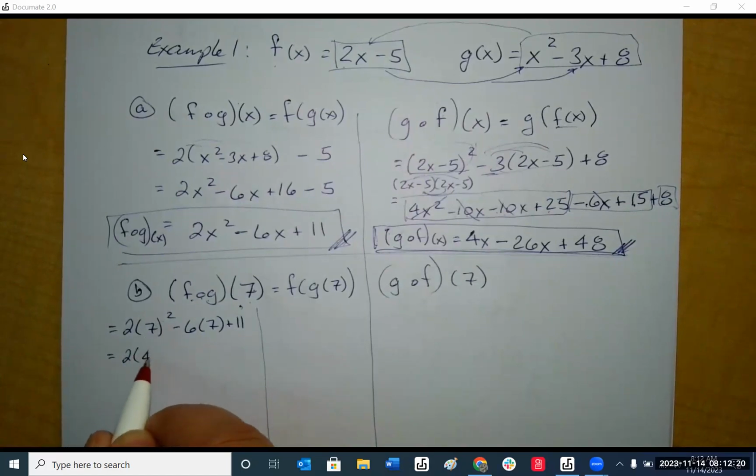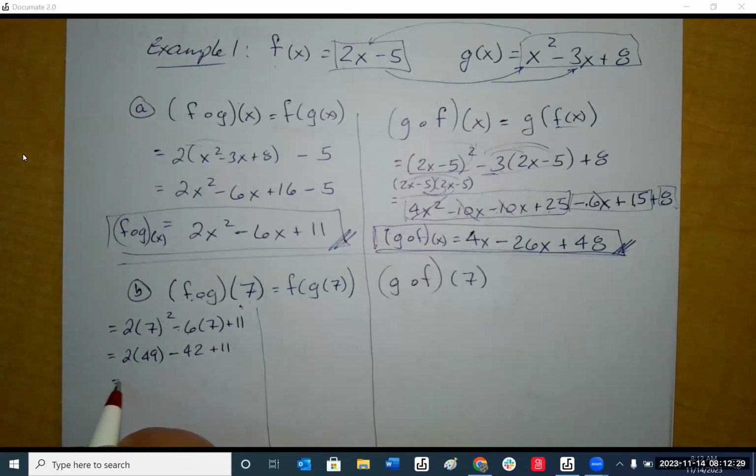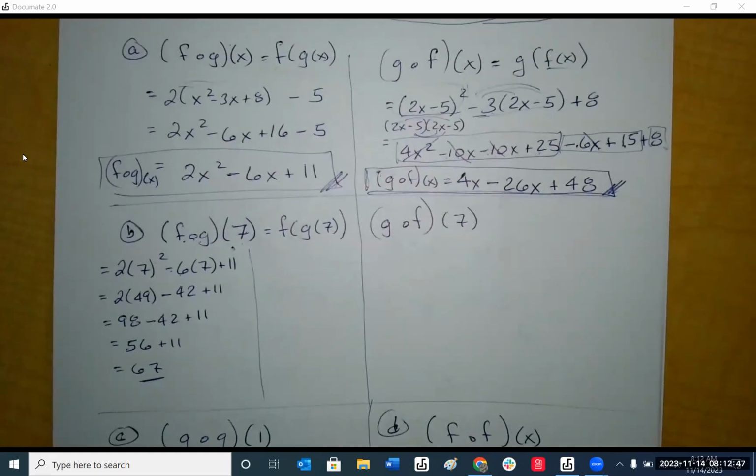Seven squared is 49, so 98. Negative, positive is negative. 6 times 7 is 42. So 98 minus 42 is 56, plus 11 is 67. We could do it that way.